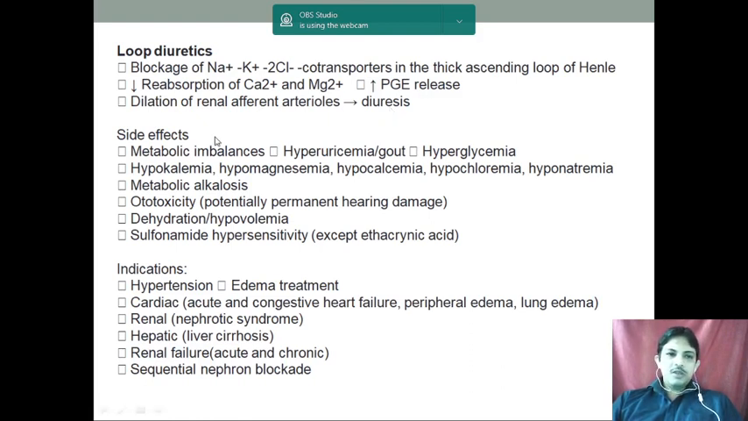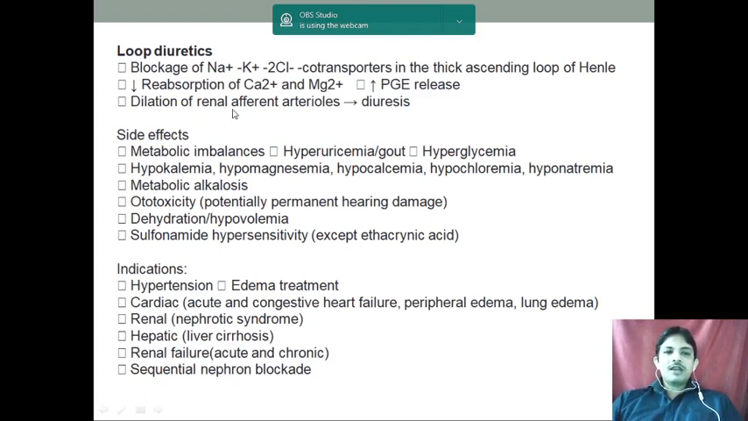We have already seen that. What is their indication? They are used in the treatment of hypertension, a very useful drug, and in the treatment of edema: cardiac, acute or congestive heart failure, peripheral edema, lung edema. So in such cases where there is water accumulation, it can be used. Next, nephrotic syndrome and liver cirrhosis. Acute and chronic renal failure, it can be used. Next, in the case of nephron blockade it can also be used.